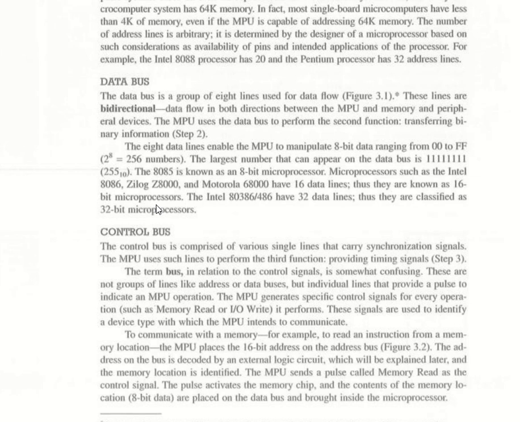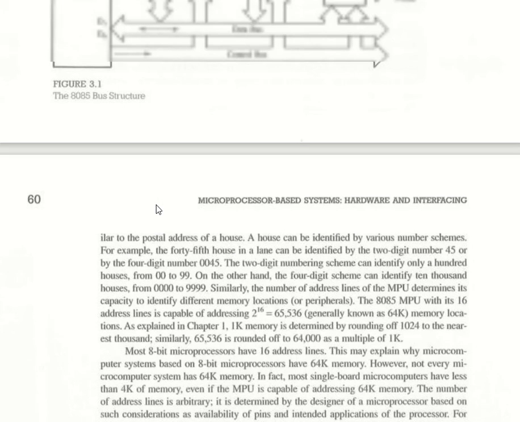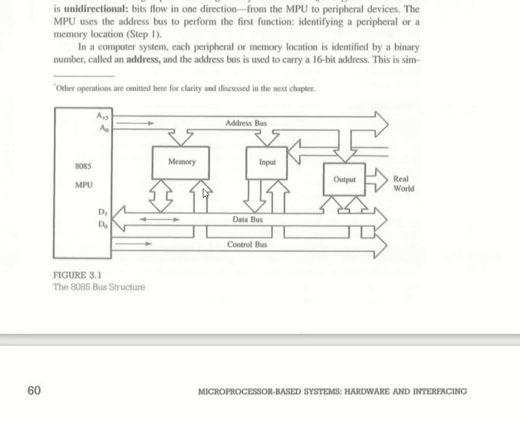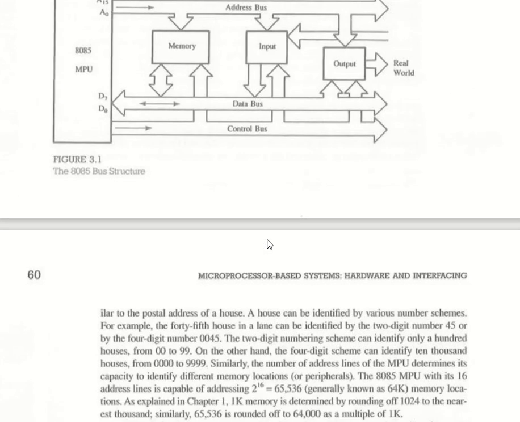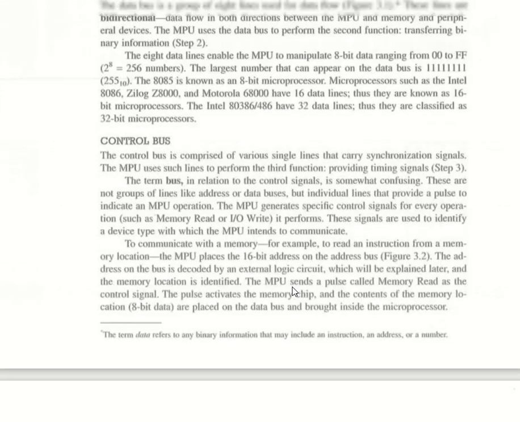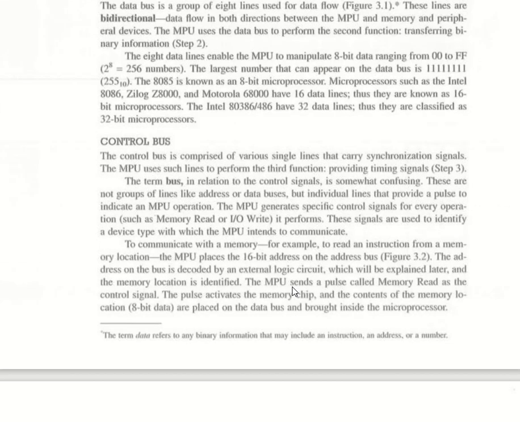The third bus which I wanted to discuss would be the control bus. It comprises various single lines that carry synchronized signals. See, single lines that carry synchronized signals, nothing else. It just gives the synchronized signal to every single one. So the term bus in relation to the control signal is somewhat confusing, because these are not a group of lines like the address and data bus, but individual lines that provide pulses to indicate the microprocessing unit interface.